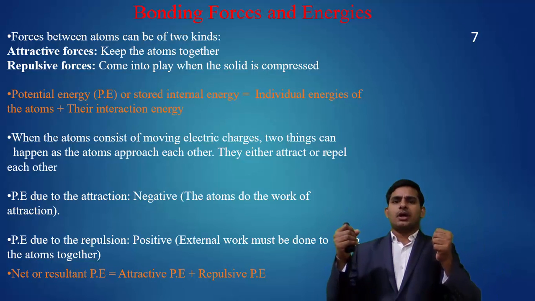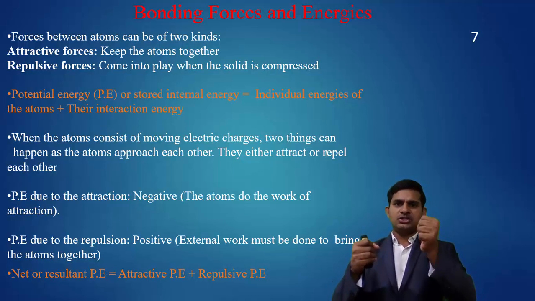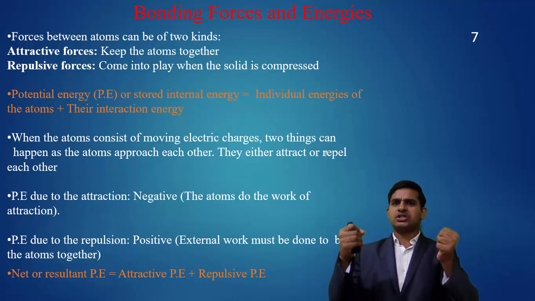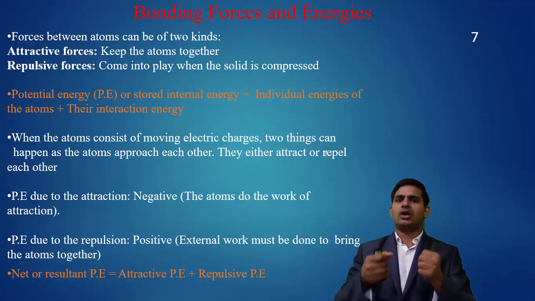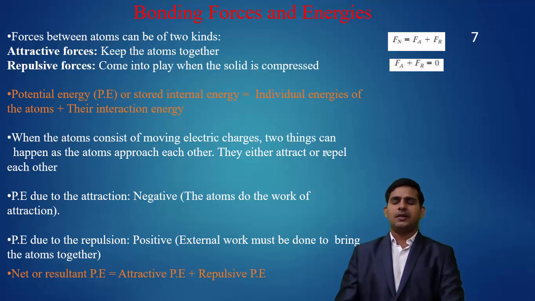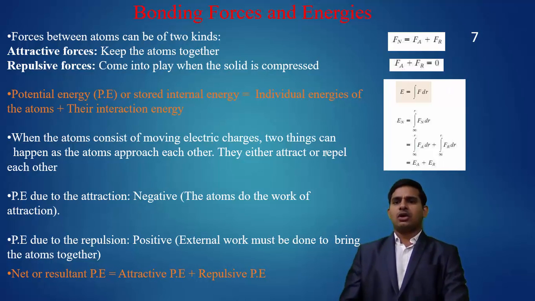And if the attractive forces and repulsive forces are balanced with each other, then the net force becomes zero. For example, this is one atom, this is another atom. These two atoms come close to each other. At a particular point, both attractive and repulsive forces balance with each other, then the net force becomes zero. Here the attractive force is represented by F suffix A, the repulsive force by F suffix R, and the net force by F suffix N. If they balance, then Fa plus Fr equals zero, so Fn equals zero.